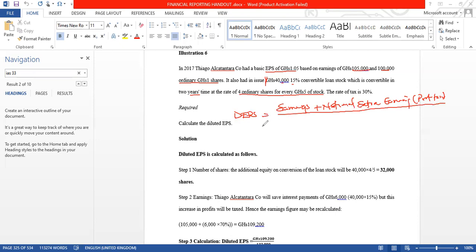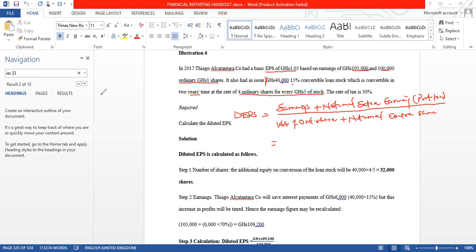Remember, if there is any preference share dividend, when we were doing this earnings we deduct it from it. The same thing, we also look at after tax. Here too, we have our weighted average number of ordinary shares, and we bring in the notional extra shares if they convert. Now we want to know the impact if they convert in 2 years' time.